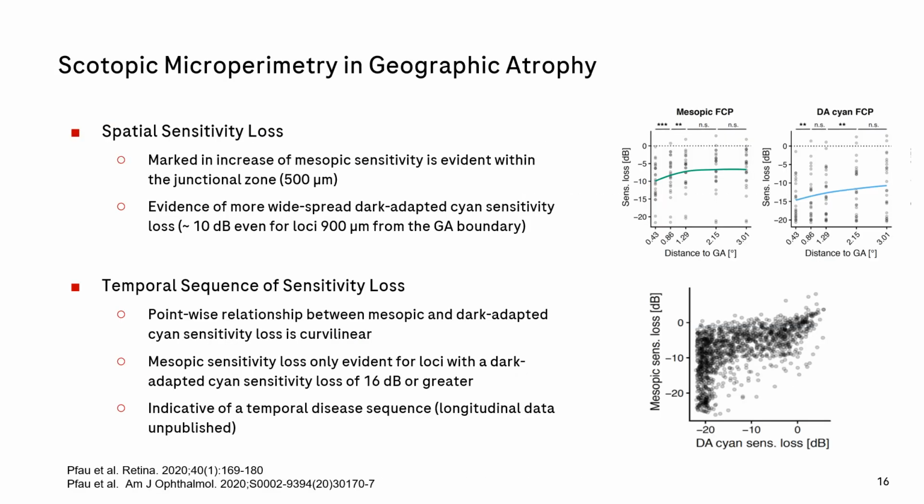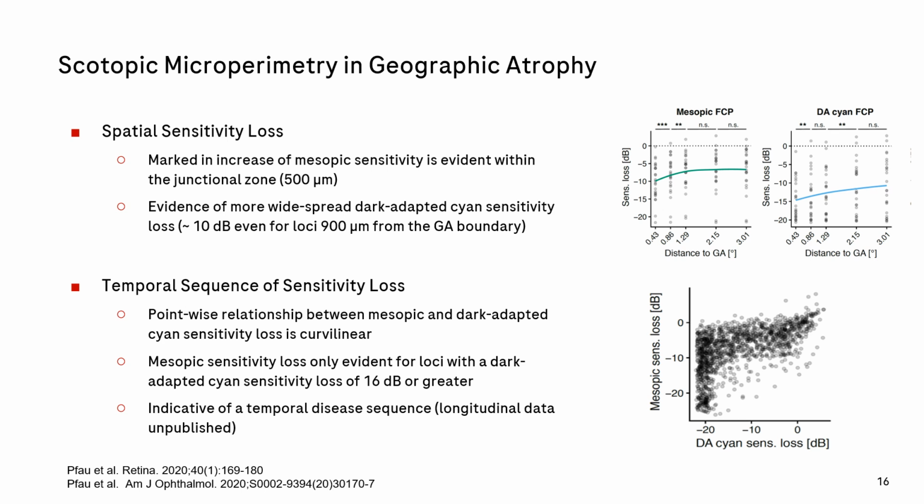What you can also do with these patient-tailored grids, or also with any other grid, is look at the spatial pattern of sensitivity loss, also for scotopic microperimetry. And what you see in these plots on the upper right, you see on the x-axis the distance to GA, on the y-axis the sensitivity loss. You can see that you have severe sensitivity loss in terms of mesopic sensitivity close to the GA boundary, but then it quickly levels off.